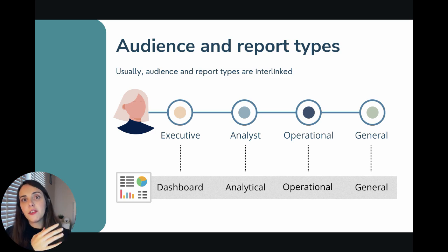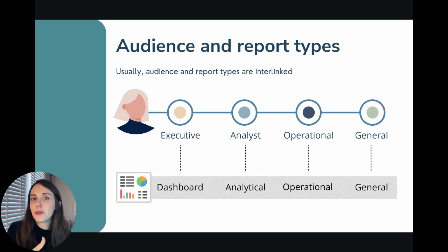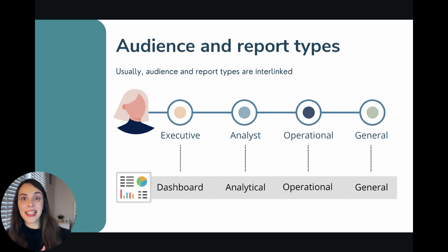An executive will probably prefer to look at the dashboard, which is more like high-level information and metrics. An analyst will probably want to dig a little bit deeper. They don't want to see just the high-level insights. They want to drill down or drill through and analyze those insights in a little bit more detail. They will probably have some follow-up questions that they want that report to answer.